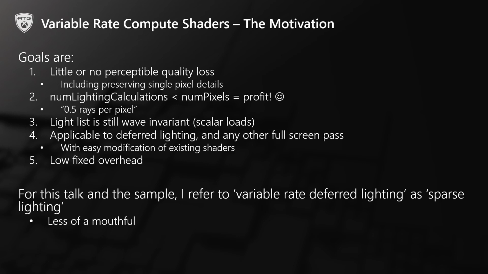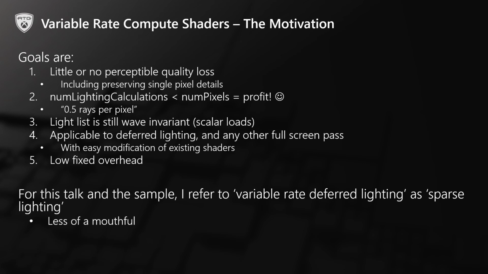So our goals with variable rate compute shaders: top goal is always quality. We want to reduce the cost of the number of lighting calculations, even for deferred lit titles, but we don't want to sacrifice quality to do that. The light list: we often divide the screen into tiles, and for each tile we have a list of lights that's consistent for that entire tile. We need that to be invariant, so every pixel is processing the same light, and we're not diverging on different light properties or different light types per pixel.